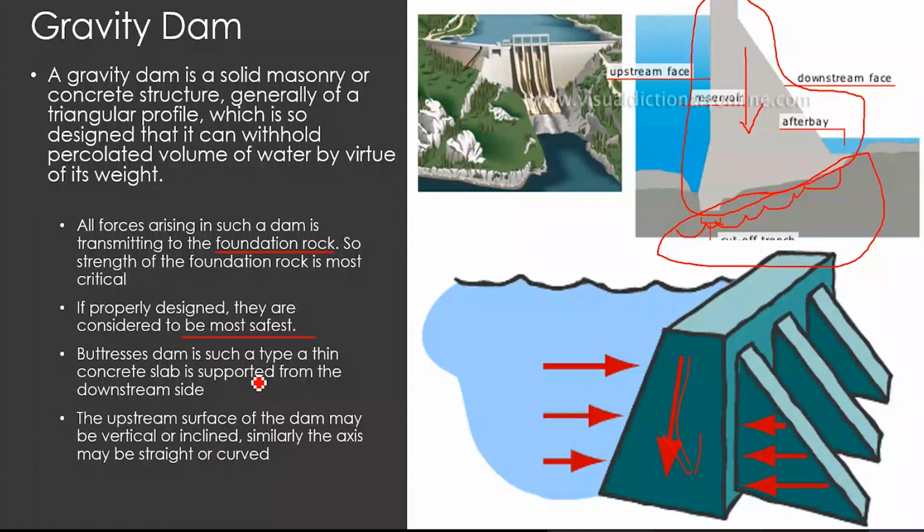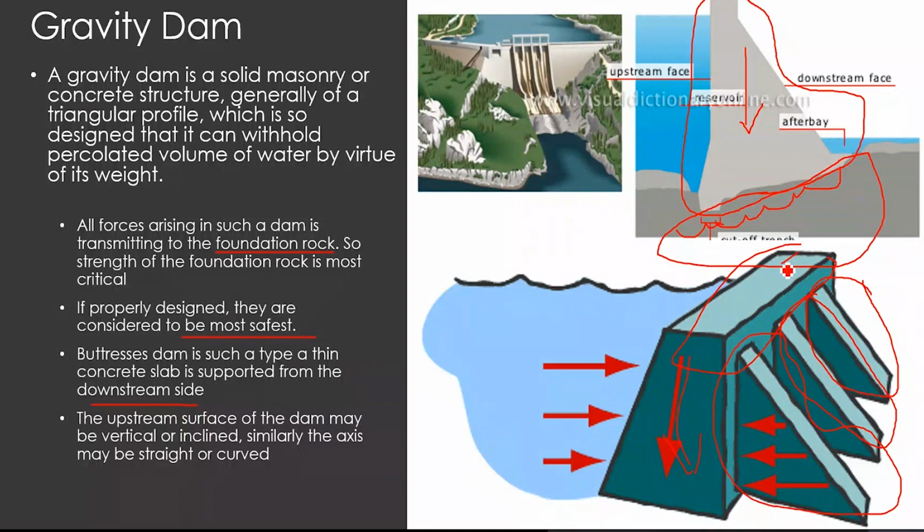A buttress dam is a type where concrete slabs are supported from the downstream side. So here in the picture, if you see, there are some buttress constructions, concrete constructions, which support the dam from the downstream side. This kind of dam is a particular variety of gravity dam which has these buttresses to support the dam. Okay, so the upstream surface of the dam may be vertical or inclined.